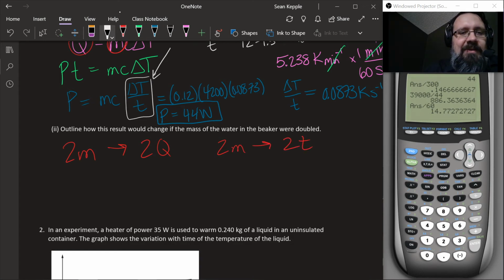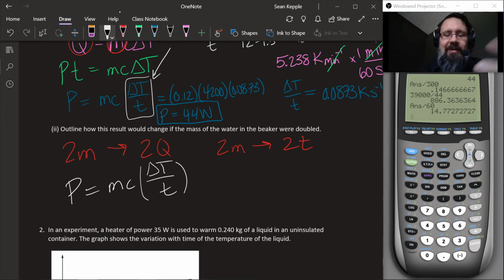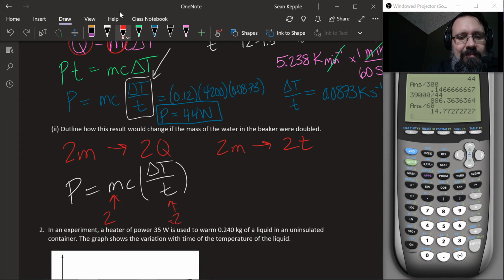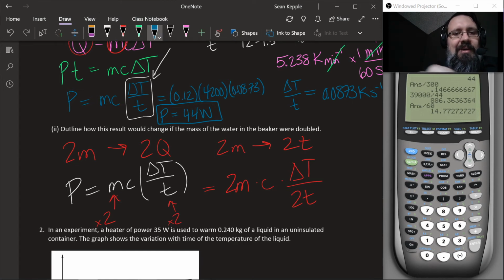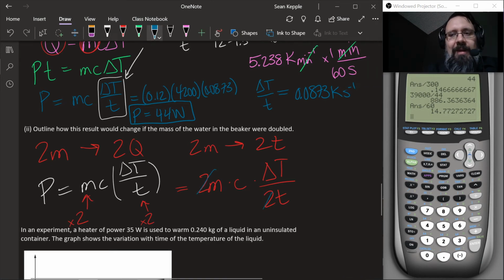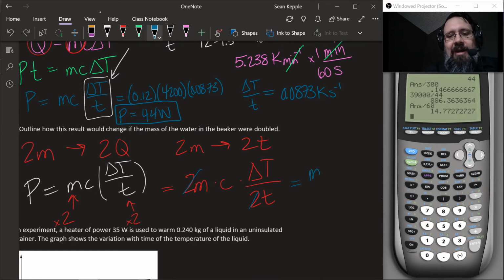So if we look back up at this equation up here for power, P equals mc delta T over T, and I'm putting that in parentheses because that's our rate of change. We're calling that the rate of change of temperature. So what will happen is that the mass will double, but so will the time. And these two effects will actually end up canceling out. So we can see that here. If we have twice as much mass times the same specific heat capacity times the same temperature change divided by twice as much time, then those twos will cancel out. And then we'll just end up with the same exact power as we had before, mc delta T over T.